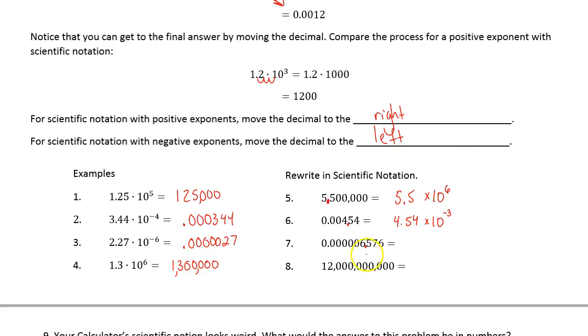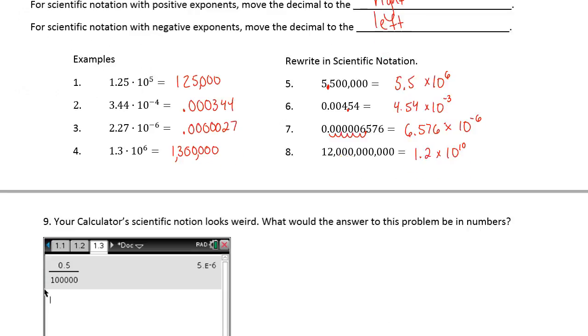So this one here, we're going to move the decimal to be between the 6 and the 5. So we'll have 6.576 times 10. And now to figure out what exponent we would use, since it's a small number, it's going to be negative. It will be negative 1, 2, 3, 4, 5, 6. Or this one will be 1.2 times 10. It's bigger than 1, so we're going to have a positive exponent. We'll have 3, 6, 9, 10 places to move the decimal. So 1.2 times 10 to the 10th.